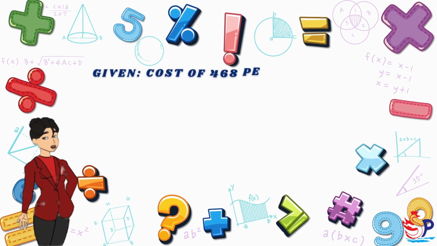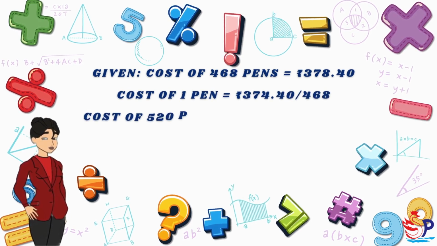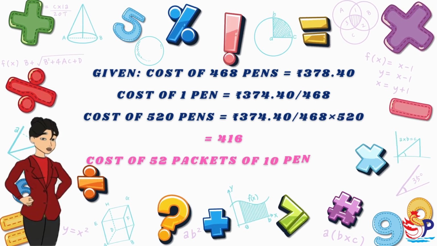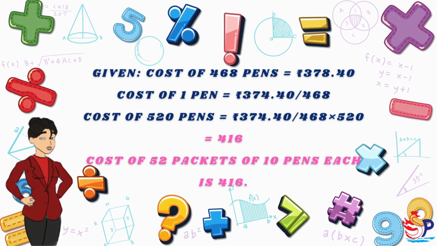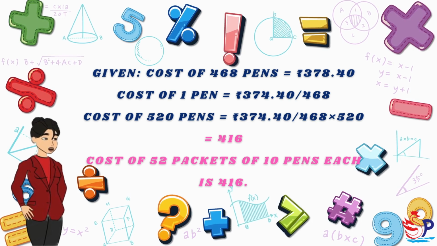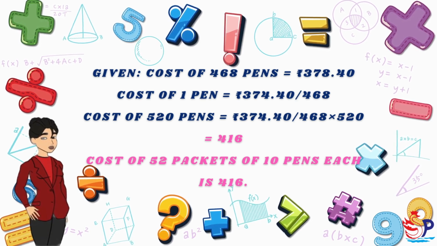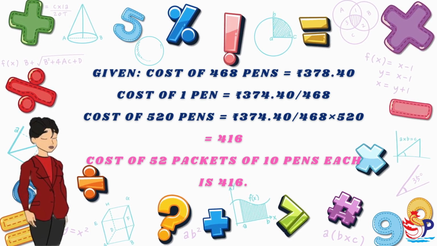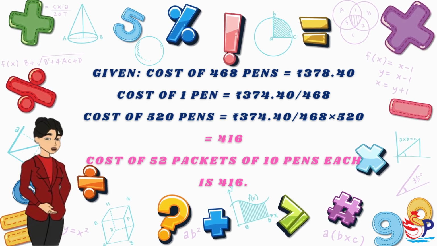Given, cost of 468 pens is equal to 374 rupees and 40 paise. Cost of 1 pen is equal to 374 rupees and 40 paise by 468. Cost of 520 pens is equal to 374 rupees and 40 paise by 468 multiplied by 520 is equal to 416. Cost of 52 packets of 10 pens each is 416.